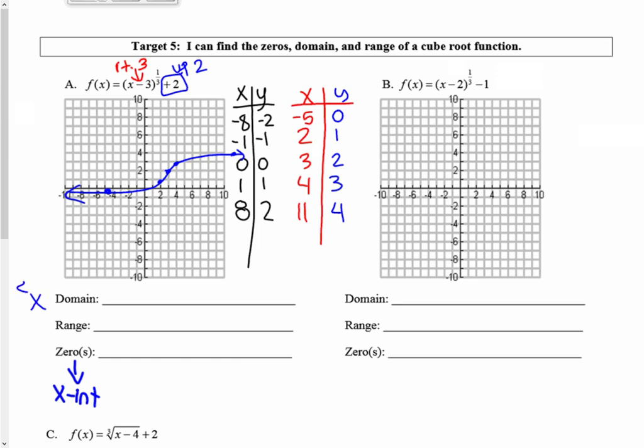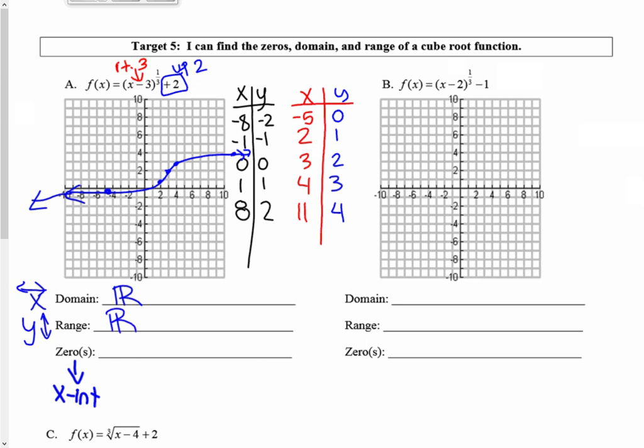We're looking at how our graph goes from left to right. It goes from the left forever to the right forever, hitting every single point. So I get all real numbers. Your range is your y values, so going up and down. This graph on the left side is going down, and my right-hand side is going up, so my range here is also all real numbers.